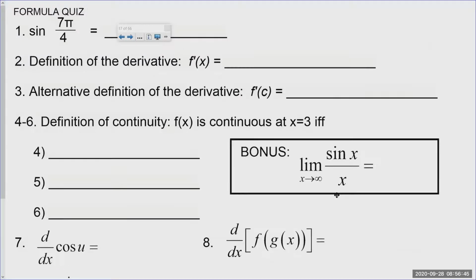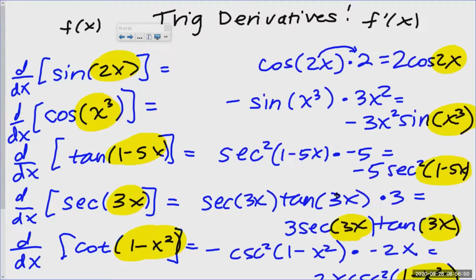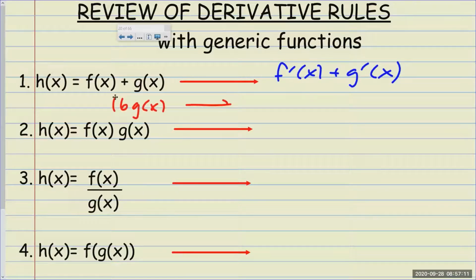These are formula quizzes I used to give. Okay, I want to go on with our notes. Okay, so formulas you have to memorize besides those trig derivatives: if you want the derivative of f plus g, you need to know that that is basically the derivative of f plus the derivative of g. I mean, it's as simple as that. If I wanted the derivative of 16 g of x, that would be 16 times g prime of x. Okay, you pull out the scalar and you take the derivative of g of x.